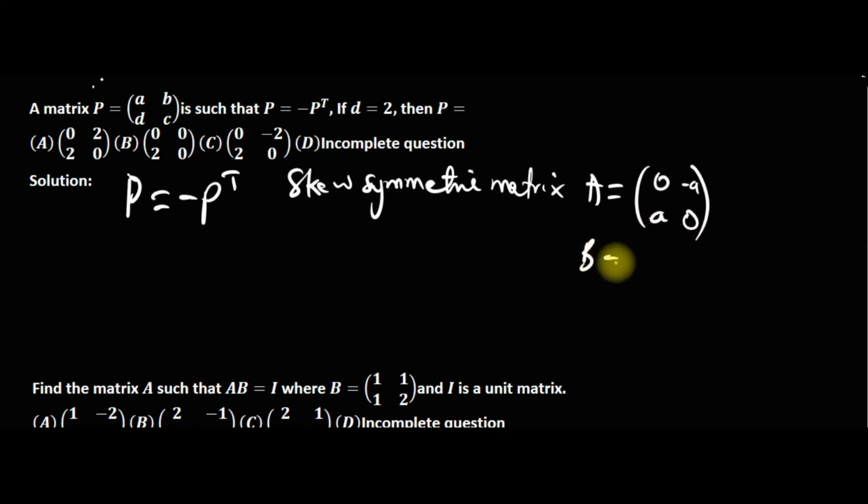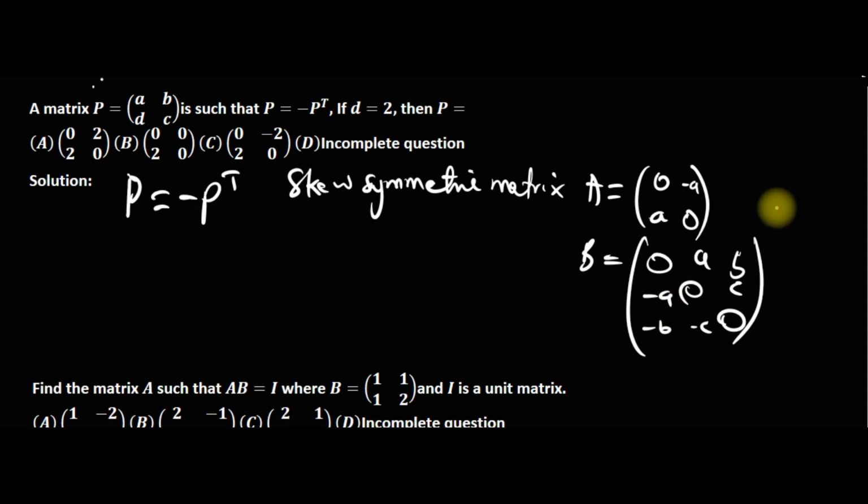Or maybe if it's a 3 by 3 matrix, with 0, 0, 0 on the diagonal, if here is A, B, C, whatever is here will be minus A, minus B, and minus C. So these are skew symmetric matrices. So with that, P is equal to, so A and C must be 0 for it to be a skew symmetric matrix. And since D is 2, what is here is minus 2. So our answer is C. So it's a skew symmetric matrix.